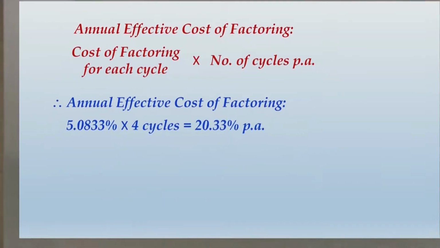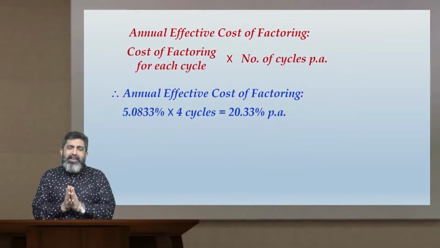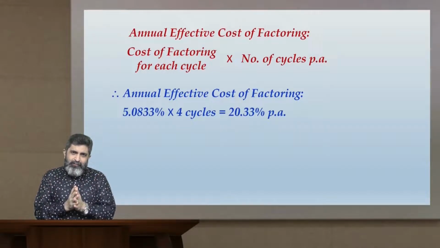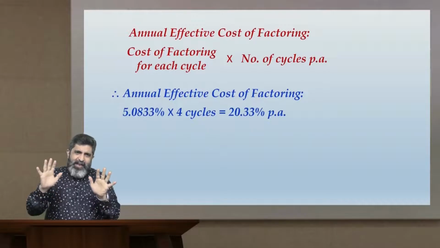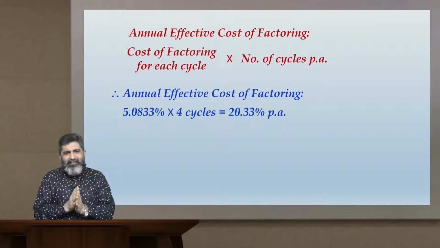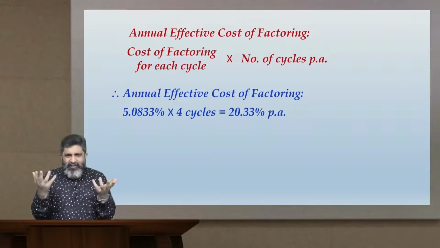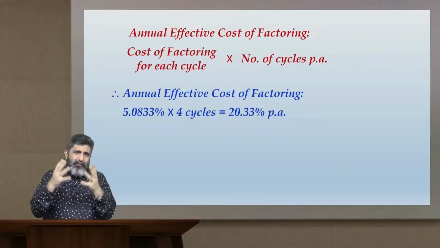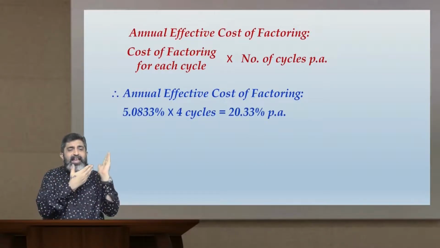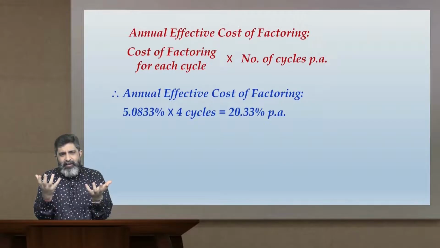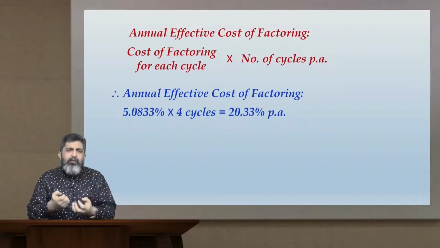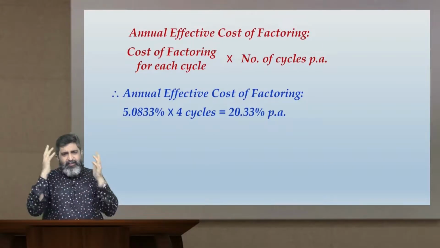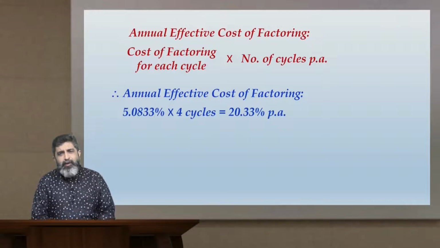Now let me take an opportunity to explain one very important thing. Most of you might be wondering now: sir, fine, we have understood this calculation of cost of factoring. We have even understood the meaning of cost of factoring. Everything is clear. But sir, you haven't explained yet why we did this calculation. What is the usefulness of this calculation? Where are we going to use it? Where will we apply it? Sir, can you please explain this point to us?